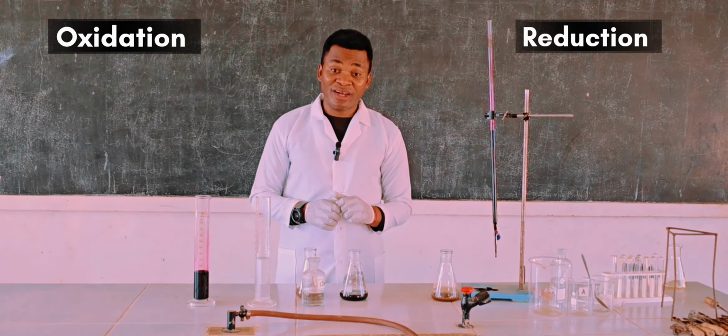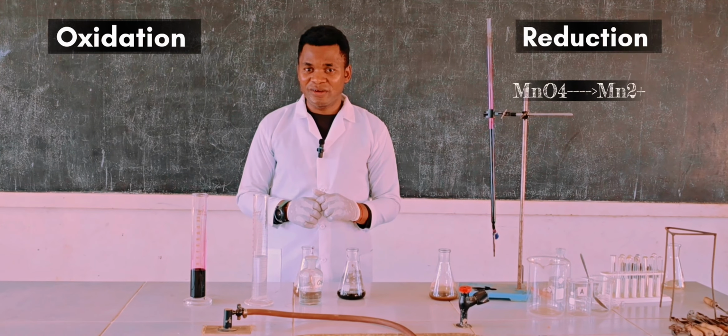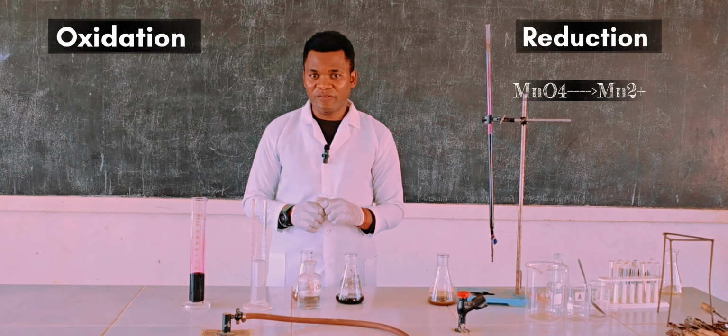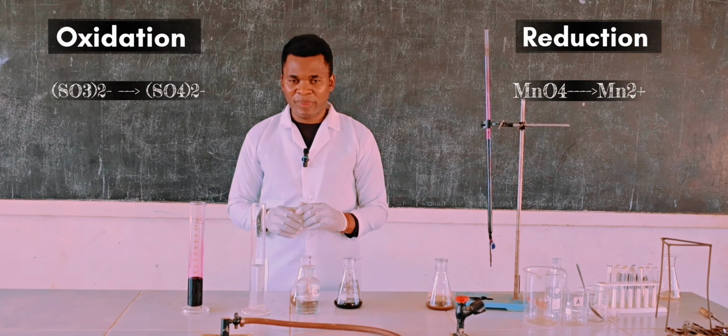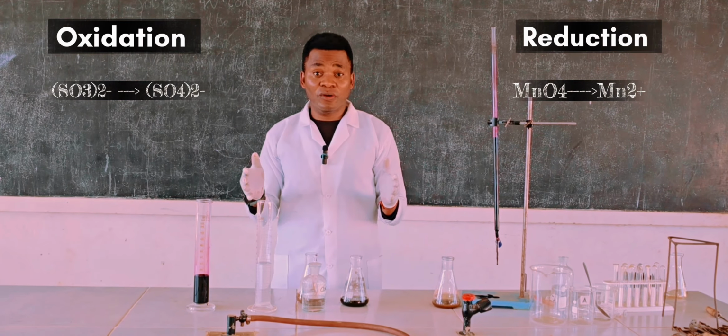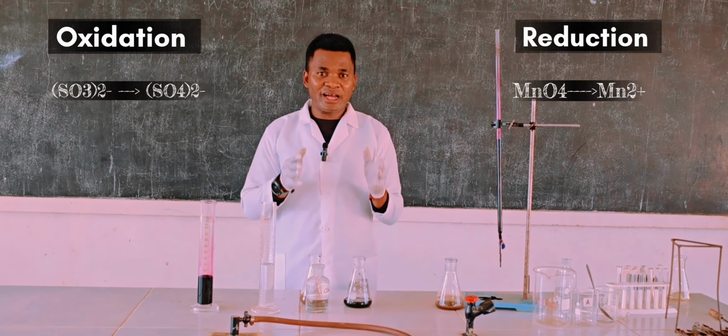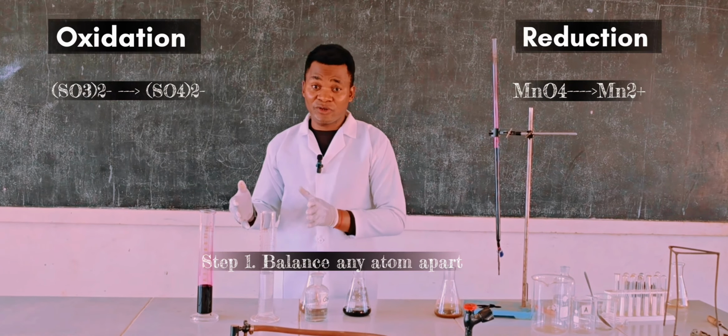Permanganate is reduced to manganese 2+ ions. This is reduction, while sulfide is oxidized to sulfate. This is oxidation. After separating these equations into halves, now you know which is oxidation and which is reduction. Now you're going to balance any atom apart from oxygen and hydrogen.